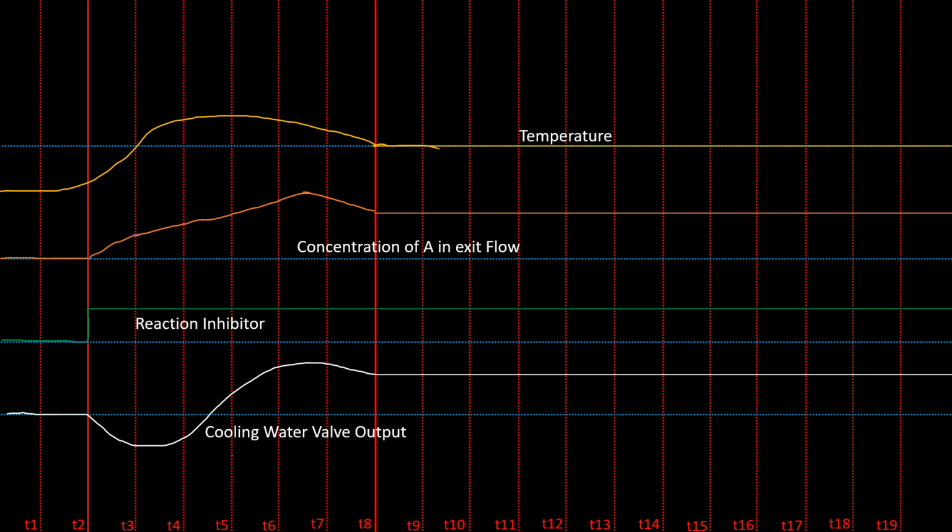Oh, I did not want red here. Let's get a different color. Let's get white. So there's some delta between set point and PV, but the temperature of the reactor is priority since it protects the equipment, while we can live with some more concentration of A in the exit flow.